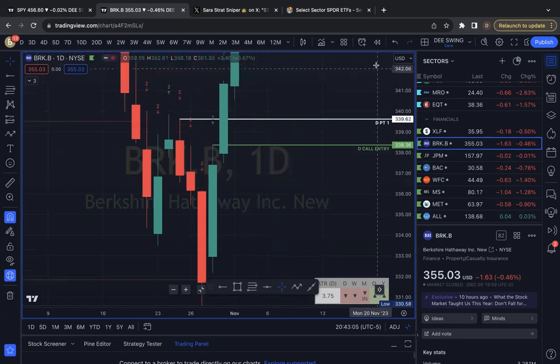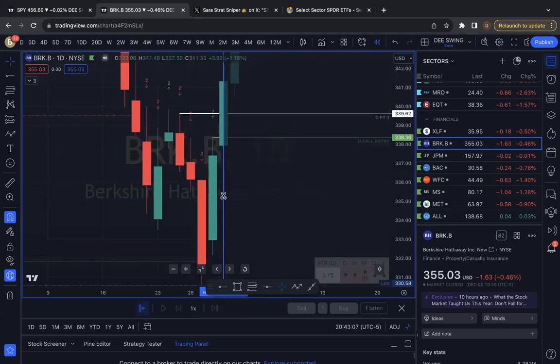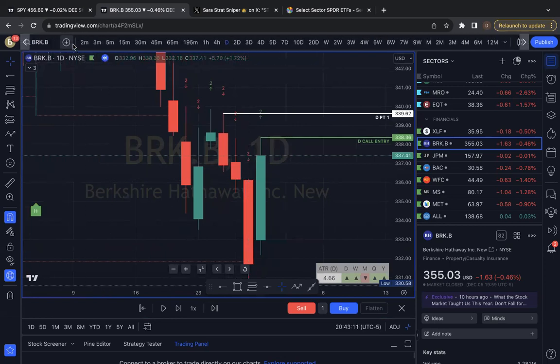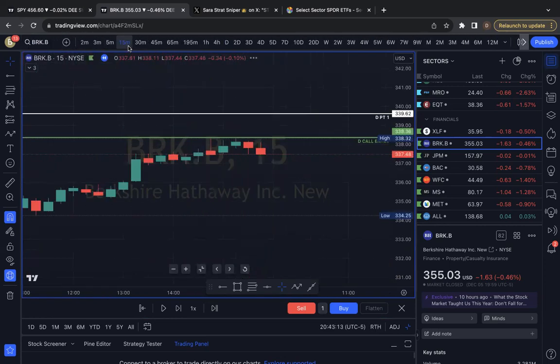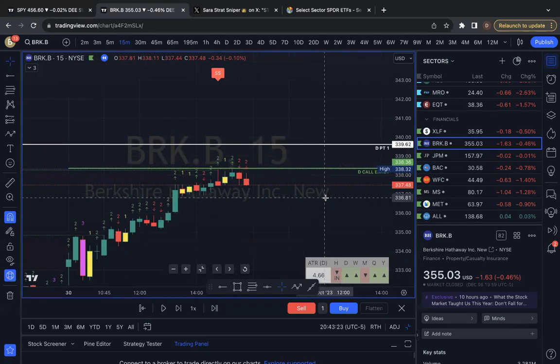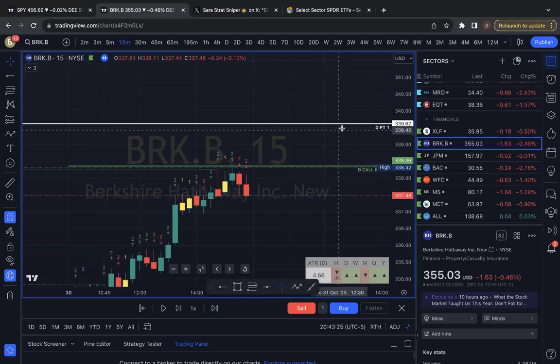So boom, let's try to replay this and see if it'll let us replay it. All right, boom. So we're gonna go down to a smaller time frame so y'all can see it. So this is our call entry. This is our price target. Berkshire Hathaway moves $4 in a day. So this is very obtainable to reach our price target. So let's see.